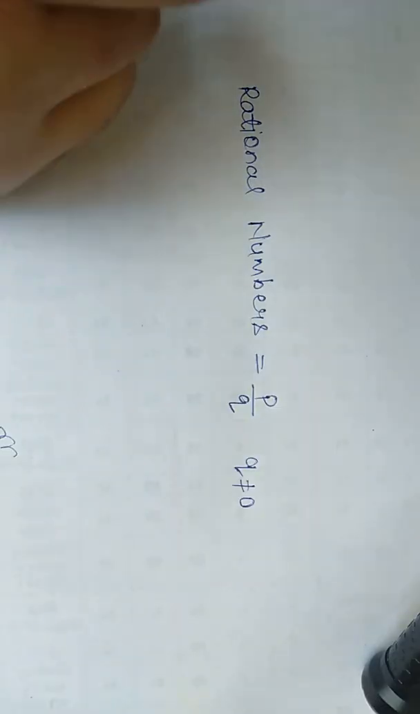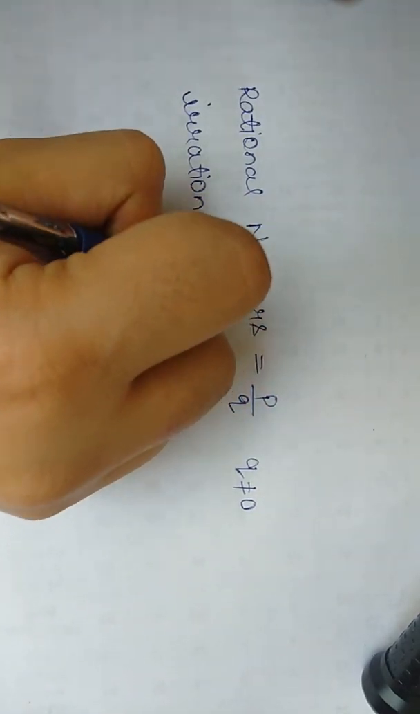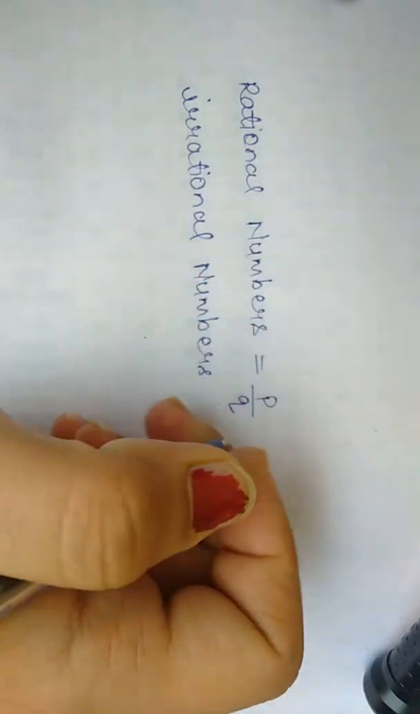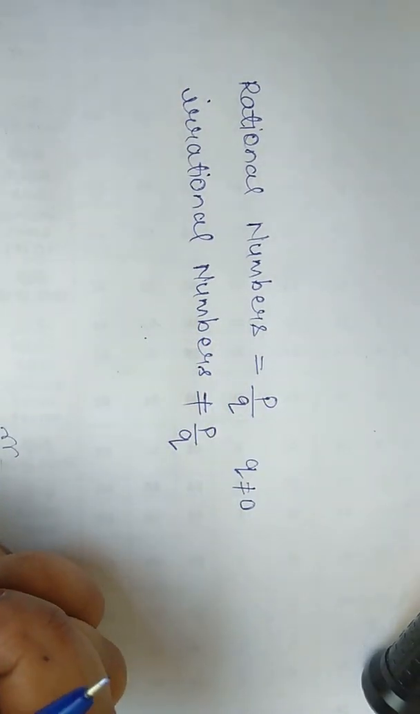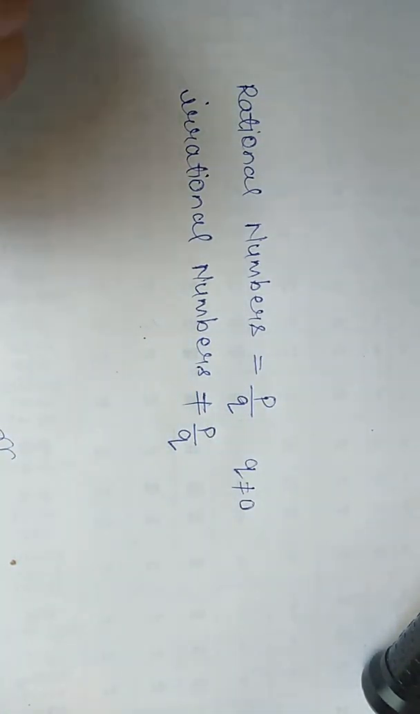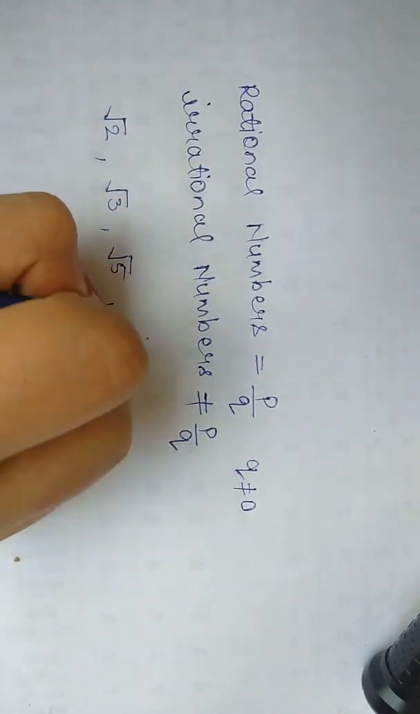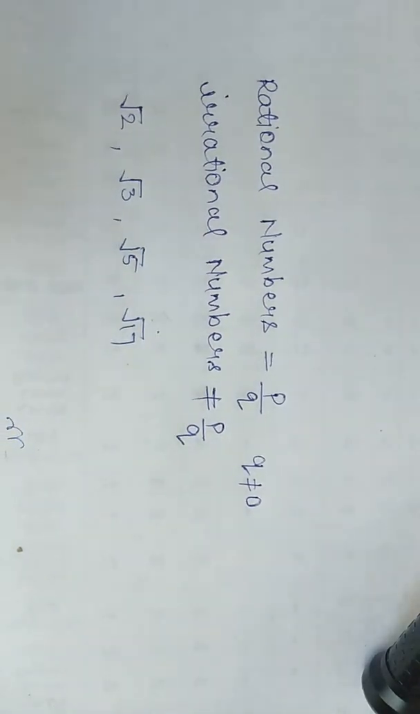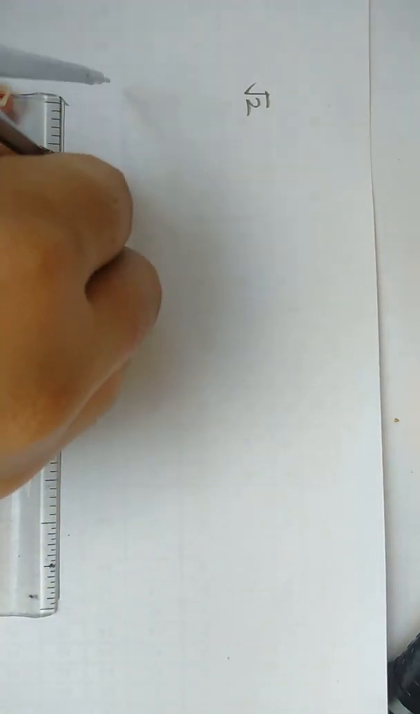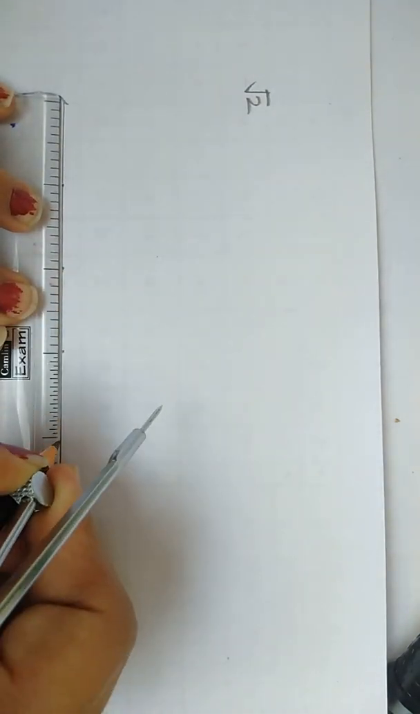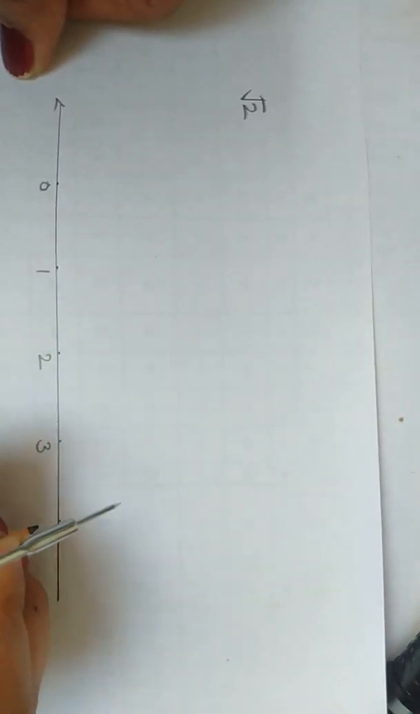Now we talk about the irrational numbers. Irrational numbers are not equivalent to p upon q. Now we have to locate some irrational numbers onto the number line, just like root 2, root 3, root 5 and root 17. For this, we mark 0, 1, 2, 3 and 4 on the number line.